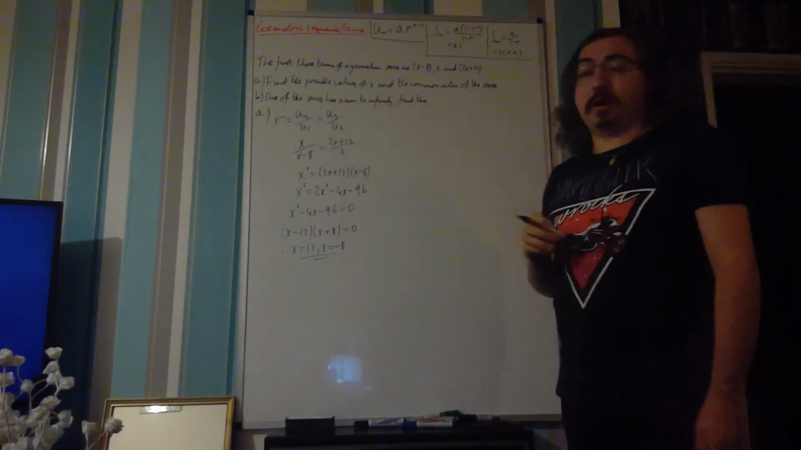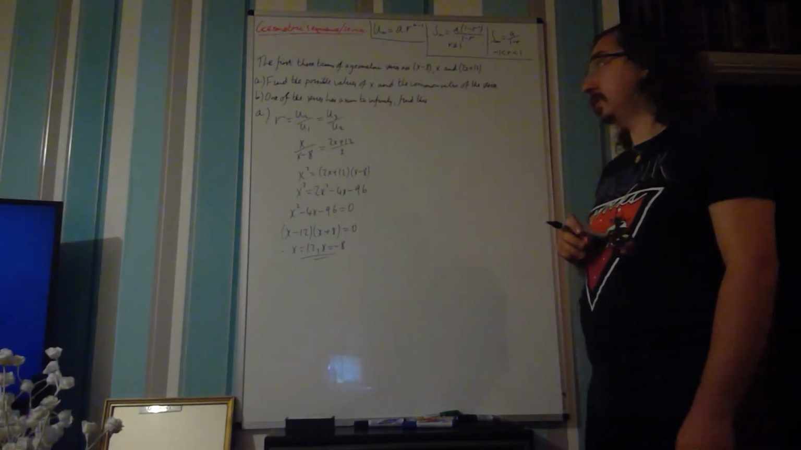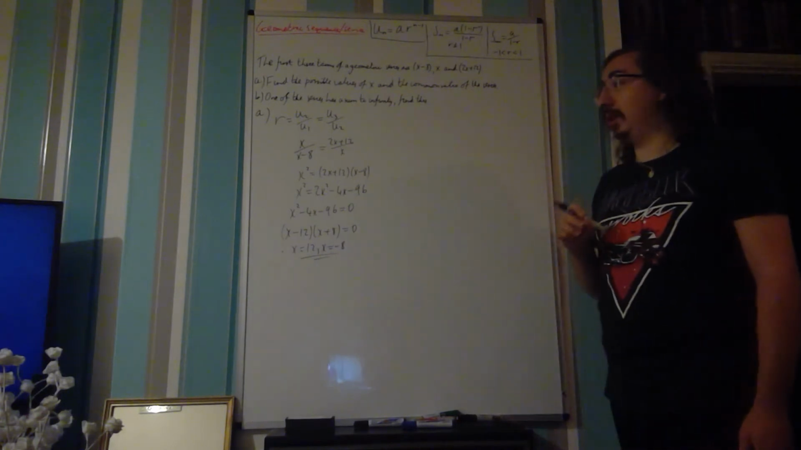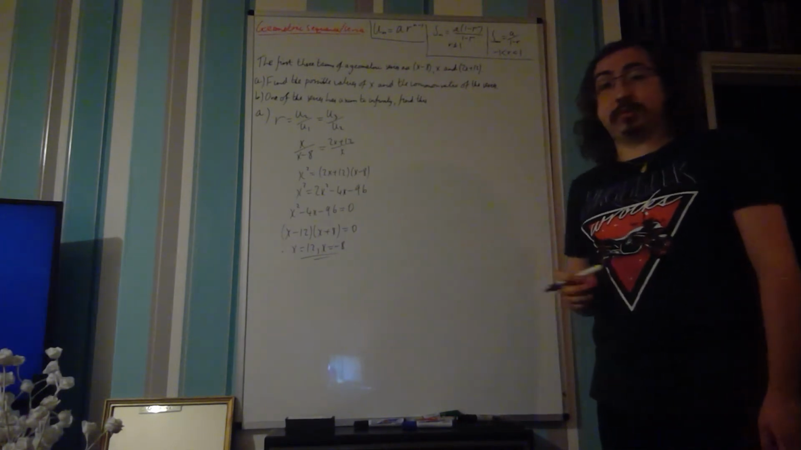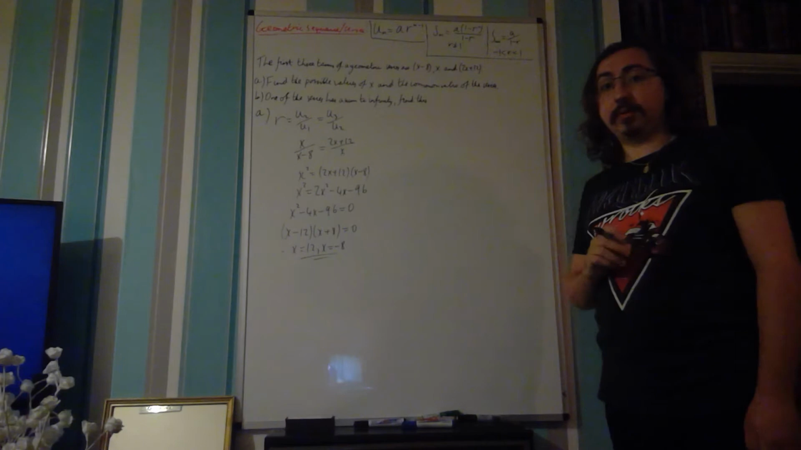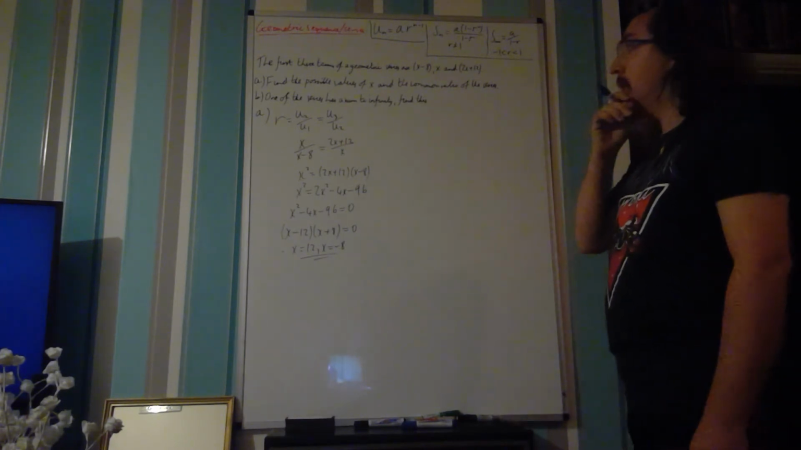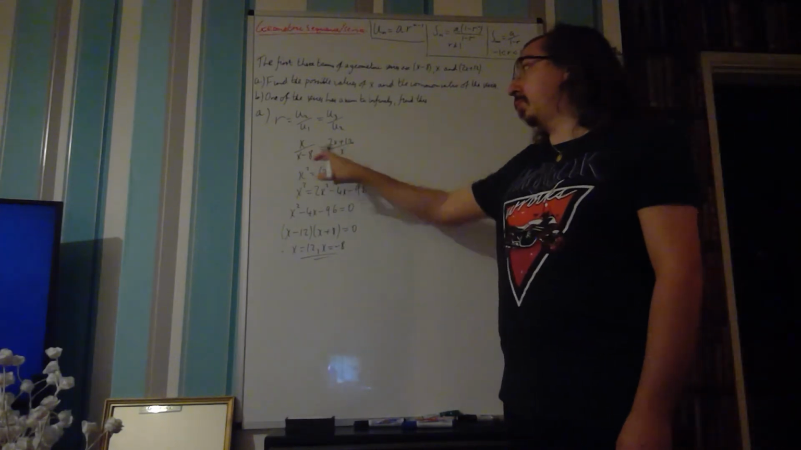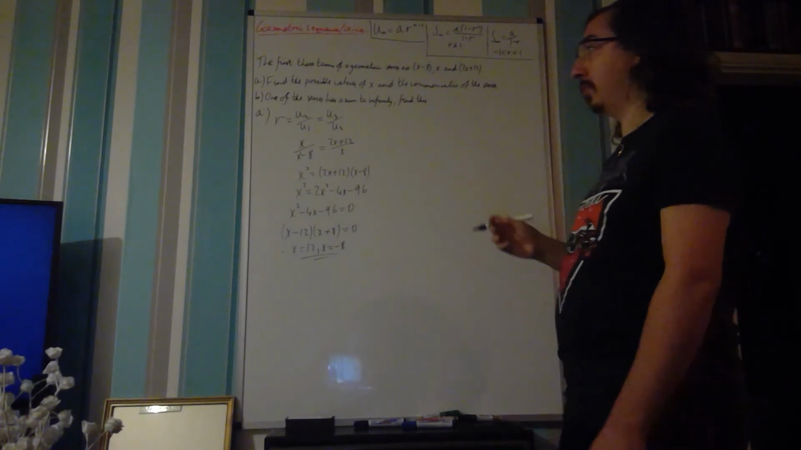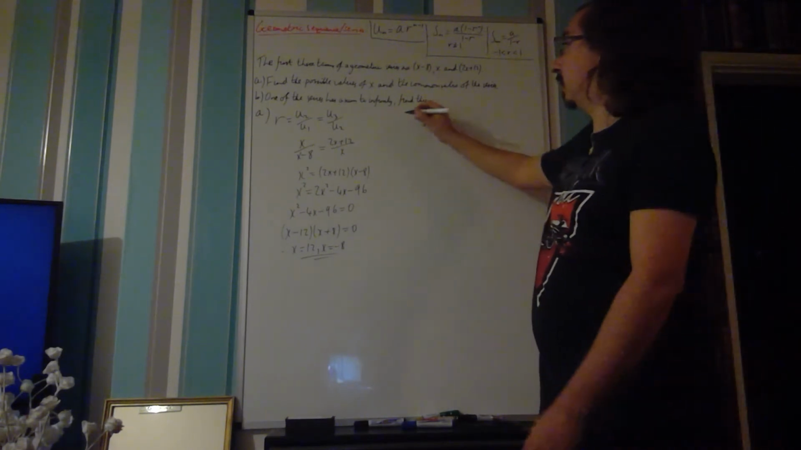Now that's the first part of A. We've found the possible values for x. We still need to find the common ratio for the series, and because there are two values for x, we're going to generate two values for our common ratio. Now, we can use either expression for r, but the first one's probably the easiest. You can always check it with the second.